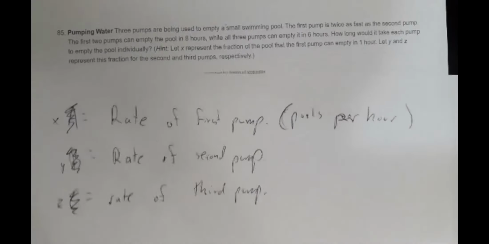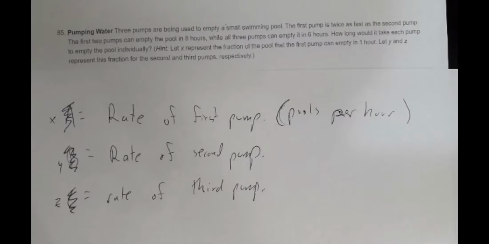So if we want to get the equations, first thing I see there, the first pump is twice as fast as the second pump. What does that look like as an equation? Well, if the first 2 pumps emptied the pool in 8 hours, then you could go 8 equals, this is x, y, z, right? Yeah, I'm just reading. Sorry. I'm just reading that first sentence. The first pump is twice as fast as the second pump. I want an equation from just that sentence.